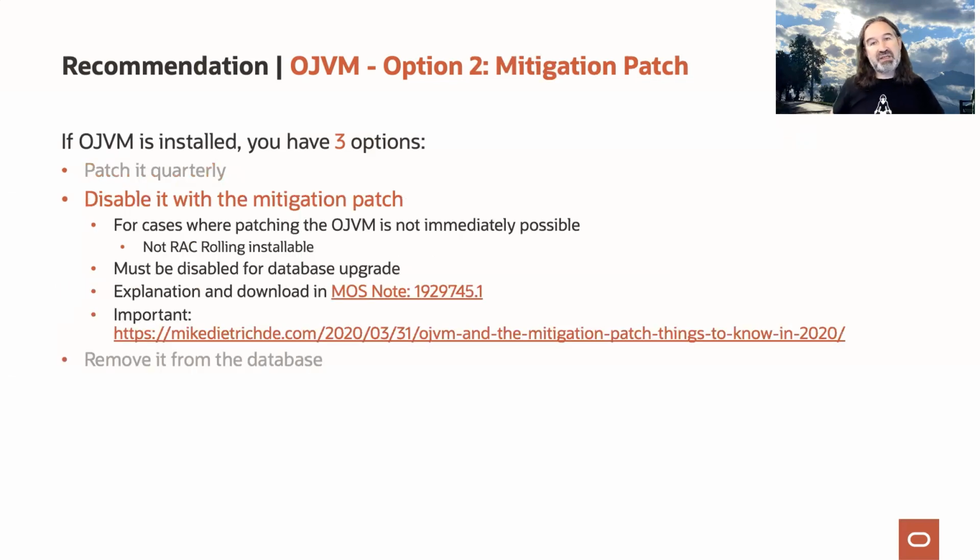If you found out that nobody is using OJVM, you could use the mitigation patch. The mitigation patch is there in all your environments since July 2018, I think. That means you have a small patch, you execute a script in your database, and this script allows you now to disable the Java subsystem. If the Java subsystem is disabled, OJVM security flaws don't hit you anymore, because if the Java subsystem can't be used, a patch can't expose or misuse any of the security breaches in OJVM.